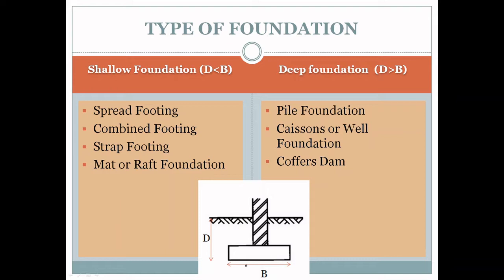So a shallow foundation, from the design point of view, can be classified into four categories: spread footing, combined footing, strap footing, and mat or raft foundation. And a deep foundation may be classified into three types: pile foundation, caisson or well foundation, and coffer dam.